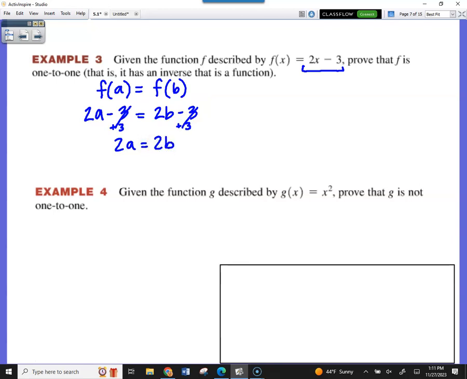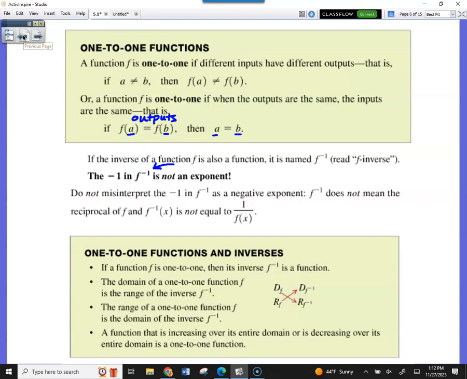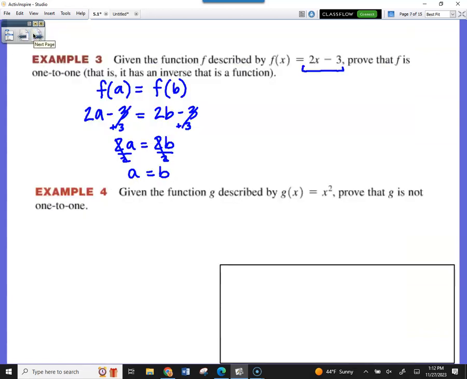The next thing I see I can do is what? Divide both sides by 2. And I end up with A equals B. I'm going to go back a slide real quick. I know you're writing. Notice here it said, if you start out with f of A equals f of B, and you can get it to A equals B, then the function was 1 to 1. Which means its inverse is also a function.